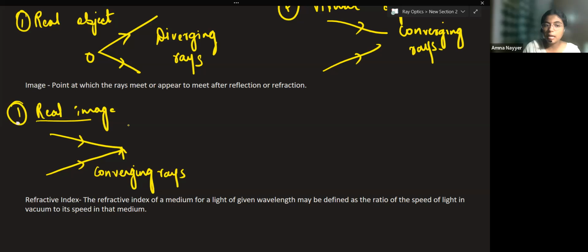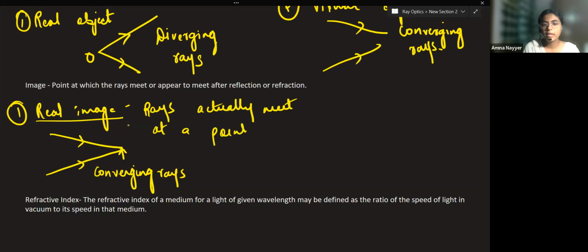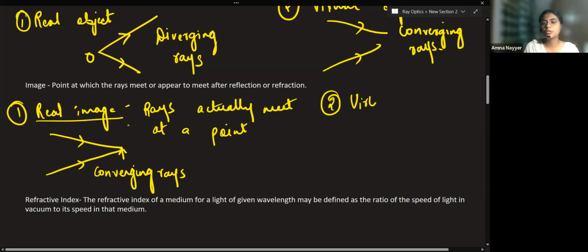And here what is happening? A real image is formed. So in the case of a real object, we had divergent rays, but for a real image, we have converging rays. Please remember these points when you have to draw the figures or ray diagrams. These points become important. So for a real object, diverging rays, but for a real image, converging rays. Fine. Now real image means what? Rays actually meet at a point.